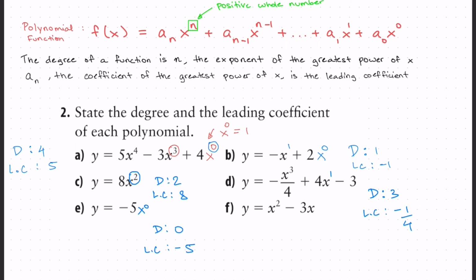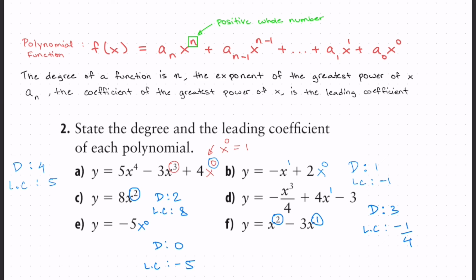And for 2f, we have y equals x^2 minus 3x. So here we have x raised to the power of 2 and x raised to the power of 1. Since 2 is bigger than 1, the degree of this polynomial is 2. And the leading coefficient will be the coefficient associated with this variable, which is just 1.